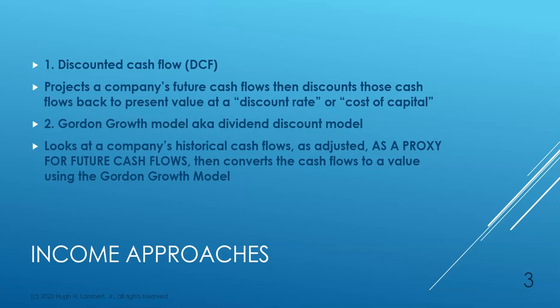These future income streams are converted to a cash flow, either to cash flow to equity or cash flow to all invested capital, and we'll discuss what that means in a little more detail. And then those cash flows are discounted back to the present value using a discount rate or a cost of capital. Now, a discount rate just means what interest rate do we require to invest in this asset. It's the same thing as the cost of capital.